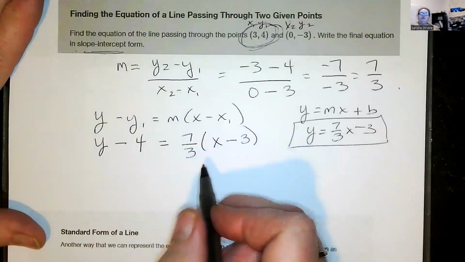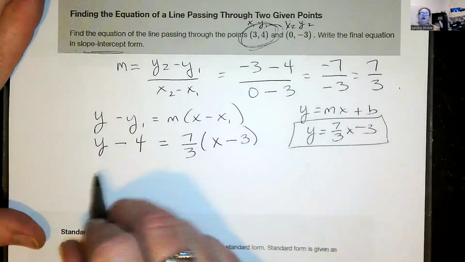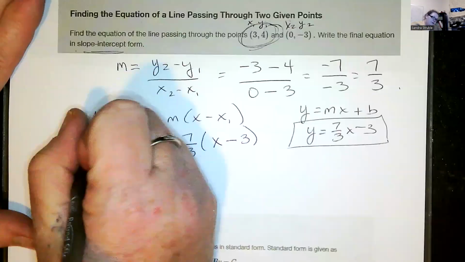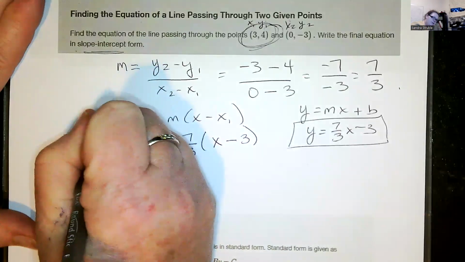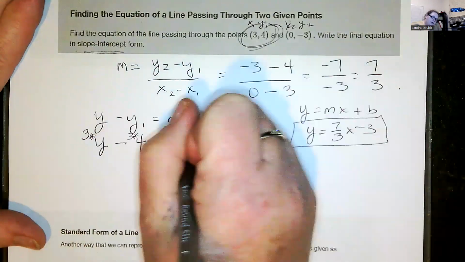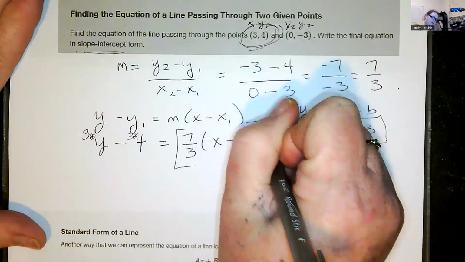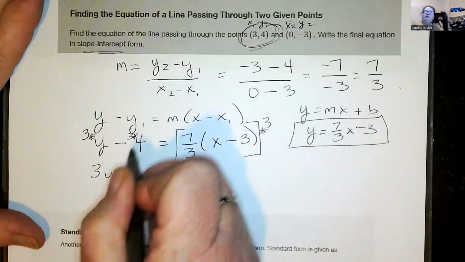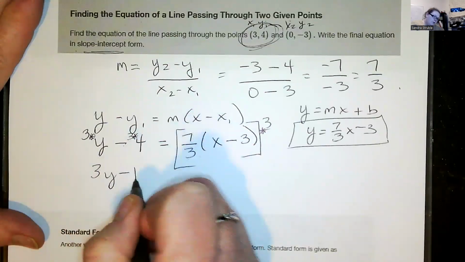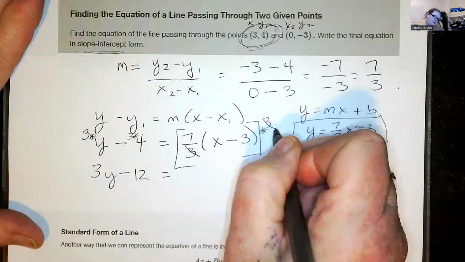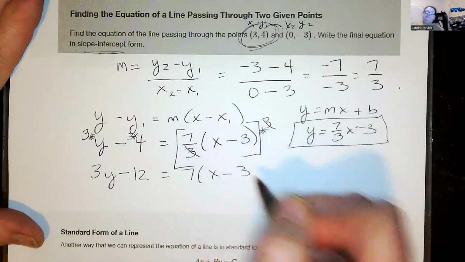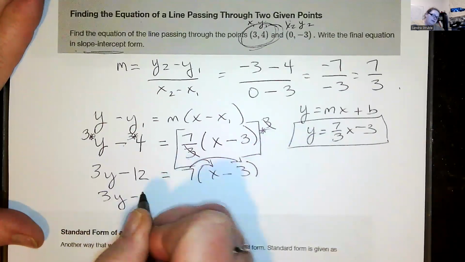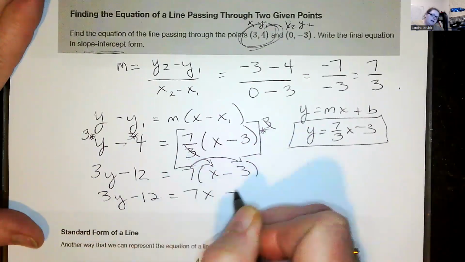Now I told you before, let's just multiply all the terms through by the denominator and get rid of this first. So I'm going to multiply the 3 times the y, 3 times the 4, and 3 times this term here. 3 times y is 3y. 3 times 4 is 12, so minus 12 is equal to, the 3 is gone, and I'm left with 7 times x minus 3. Distribute your 7 over your binomial, and you get 3y minus 12 is equal to 7x minus 21.